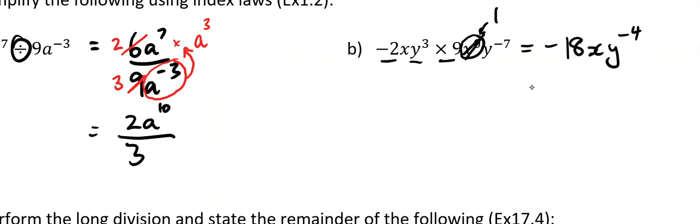Okay, so you'll see that on the next line. I'm going to have here negative 18, and the x stays up the top. It's just the y that's to the power of negative 4. So it's going to go onto the bottom as y to the power of positive 4. Okay, and that's that one simplified.